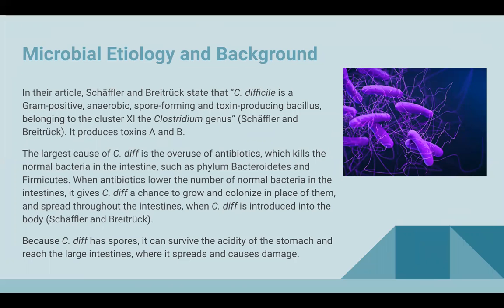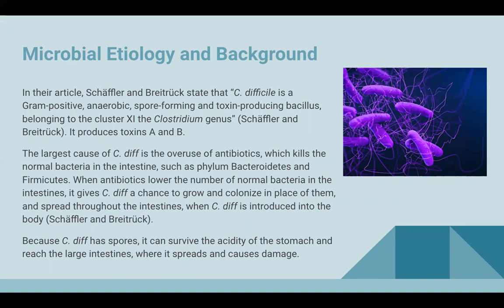The largest cause of C. diff is the overuse of antibiotics, which kills the normal bacteria in the intestine, such as phylum Bacteroidetes and Firmicutes. When antibiotics lower the number of normal bacteria in the intestines, it gives C. diff a chance to grow and colonize in place of them, and then it spreads throughout the intestines when C. diff is introduced into the body.